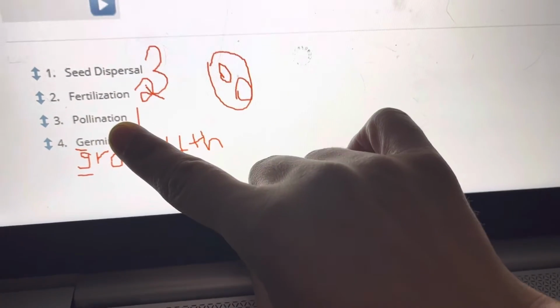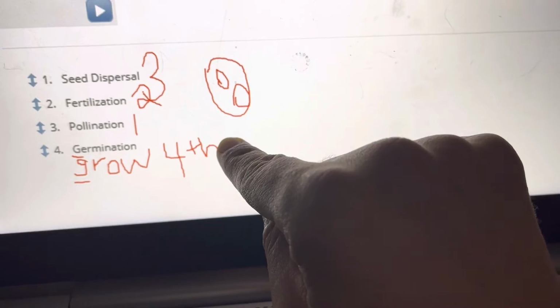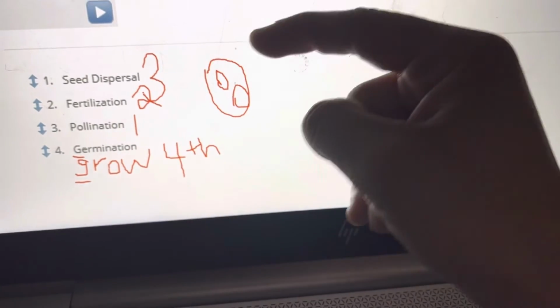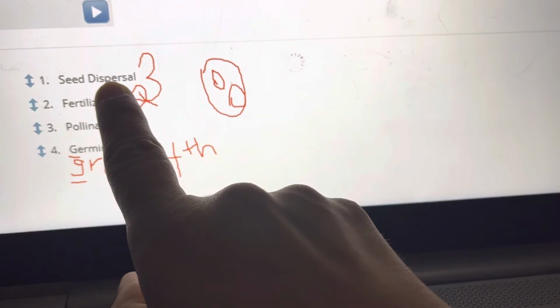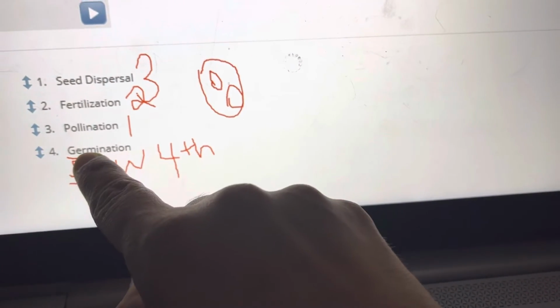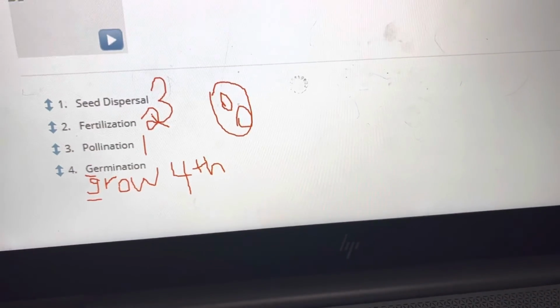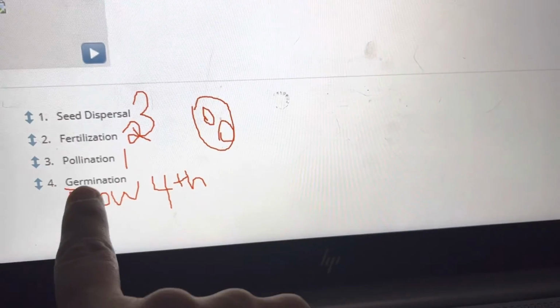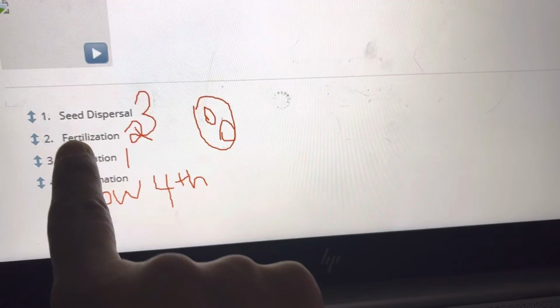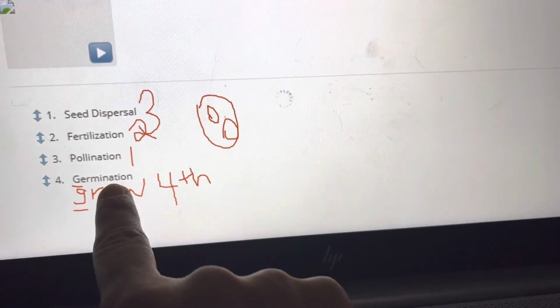So pollination is first. Pollen moves from one plant to another. Fertilization means the pollen got into the ovary and fertilized seeds. Disperse, the seeds leave, and then finally those seeds would grow. So it's 1, 2, 3, and 4. Pollination, fertilization, seed dispersal, germination.